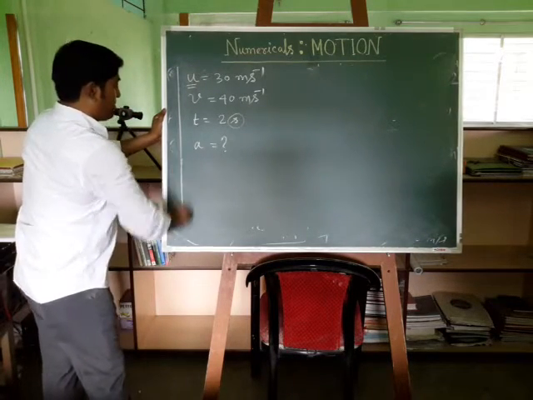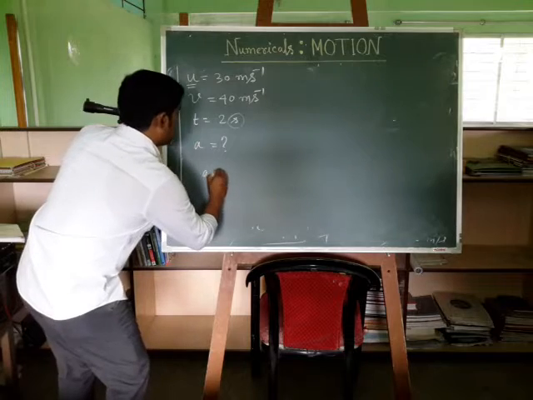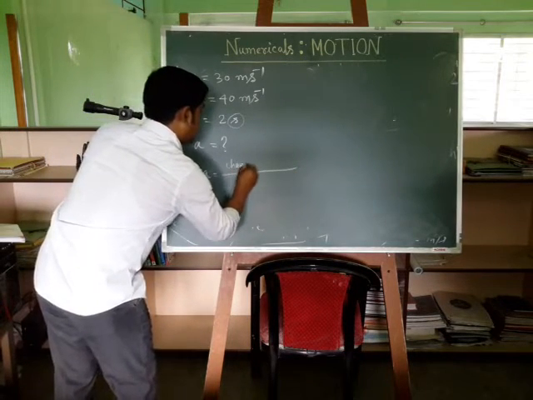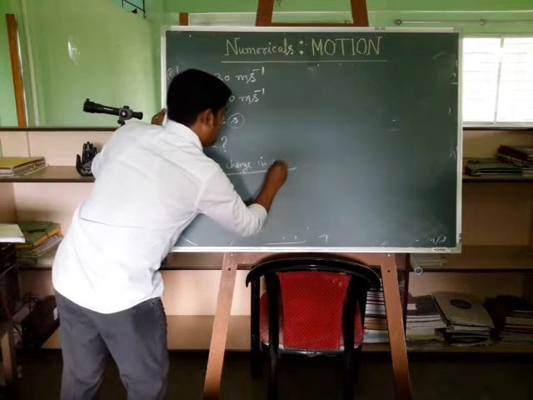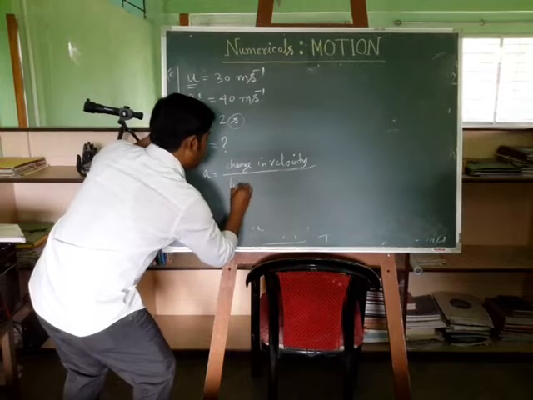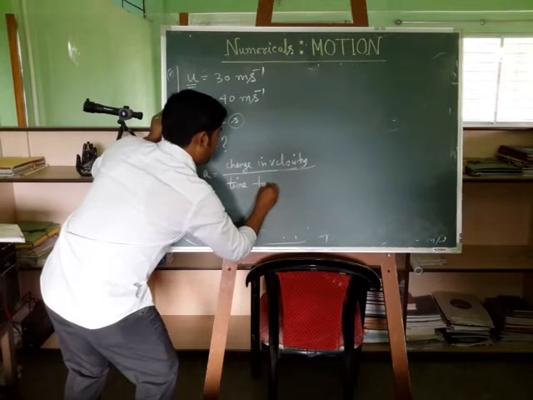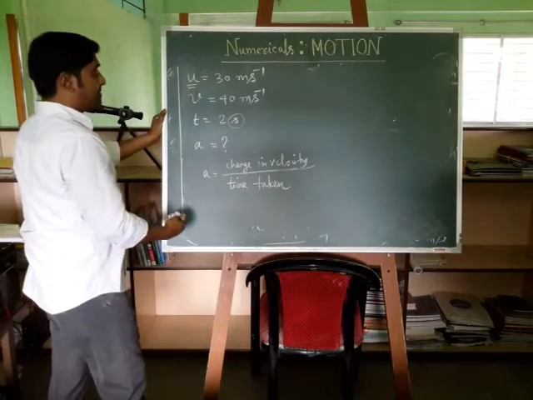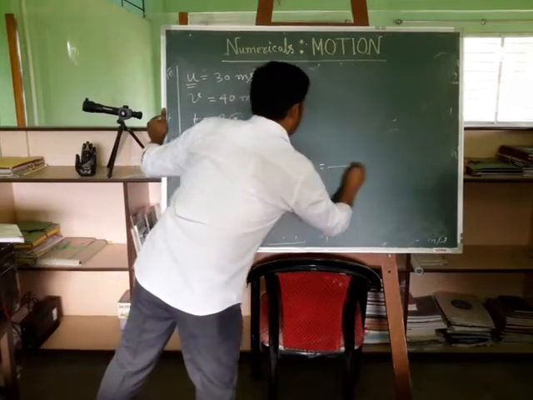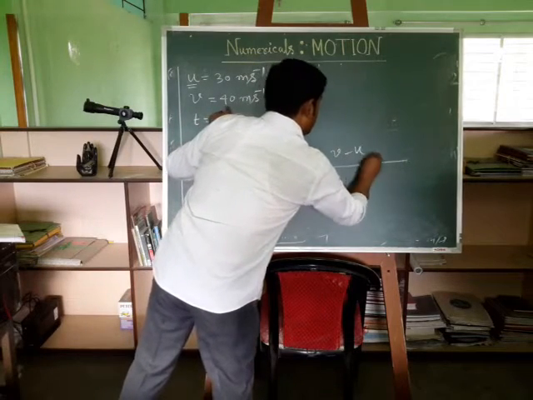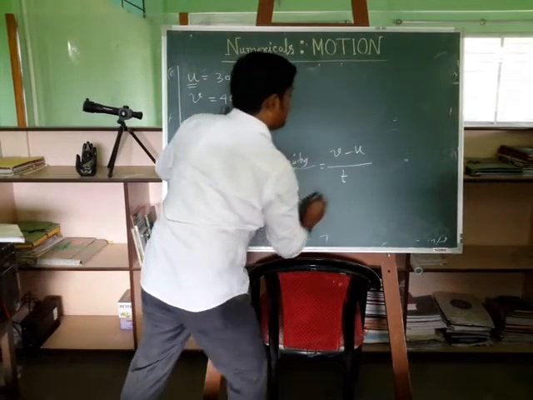You know, acceleration is what? Rate of change of velocity. That is change in velocity divided by time taken for that change. That is the definition of acceleration. So what is the change in velocity? Final velocity v minus initial velocity u divided by time.